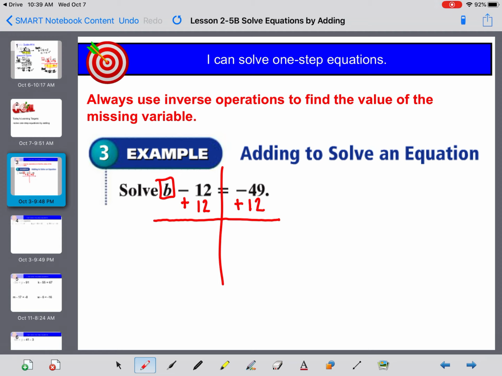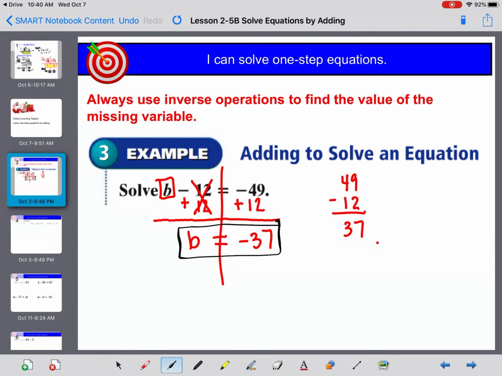Then I draw a long line here, which you should be too, to show that I'm going to write what the new equation equals after I do this adding 12. I still have a b on the left-hand side. Minus 12 plus 12 equals 0, so I put a big X to show 0. Negative 49 plus 12. Well, I'm adding two numbers that have different signs, so I subtract and give the sign of the bigger absolute value. So it's negative 37. And notice I put the equal to sign right on my dividing vertical line.